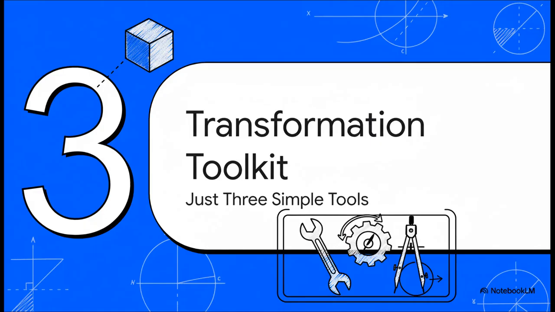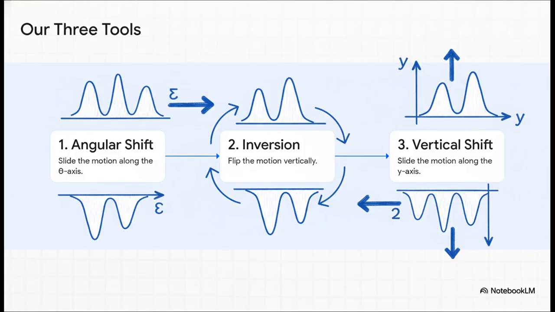All right, so we've got our Lego brick, our standard function. Now, what can we do with it? How do we actually build stuff? Well, for that, we need a toolkit. And you're going to love this. It only has 3 simple tools. So here they are, our 3 basic moves. First, the angular shift. This just lets us slide the motion left and right along the timeline, the theta axis. Second, inversion. This is how we flip a rise upside down to make it a fall. And third, the vertical shift. This lets us move the whole motion up or down on the y-axis. That's it. Let's break down each one.